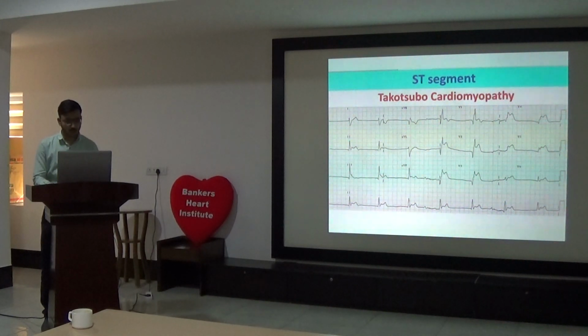So in Takotsubo cardiomyopathy, there is generalized ST segment elevation.